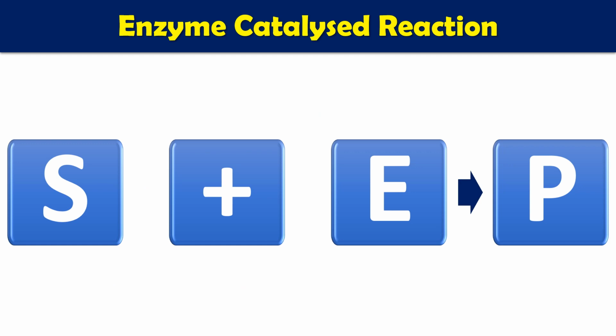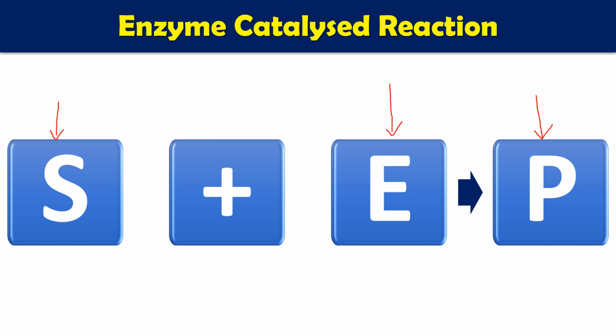Now this enzyme catalyzed reaction depends on various components, various factors. In this case, there are three components involved. So the enzyme catalyzed reaction depends on substrate concentration, enzyme concentration, and product concentration. But because the enzyme is a protein in nature, the enzyme's structure and conformation also decide the enzyme catalyzed reaction. The enzyme's three-dimensional structure depends on pH, on temperature, and on different binding sites present on the enzyme.